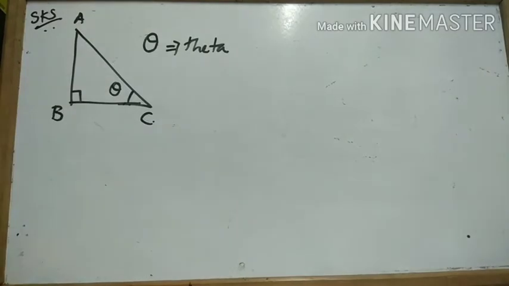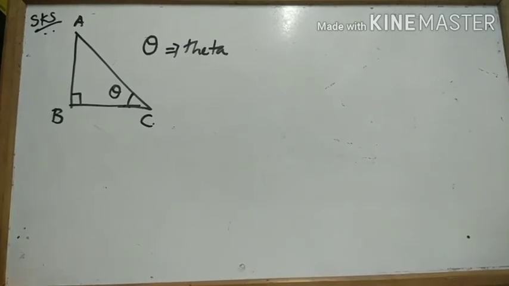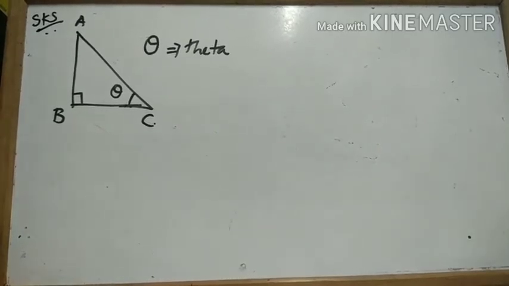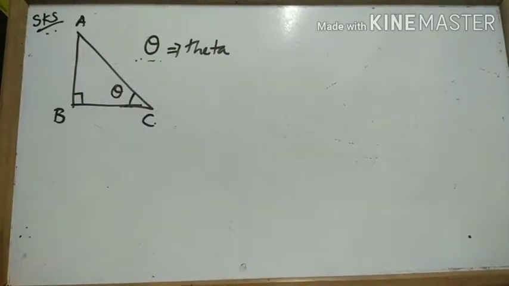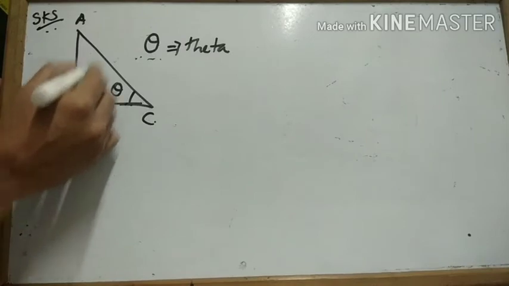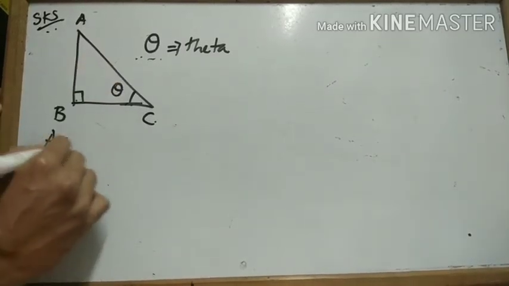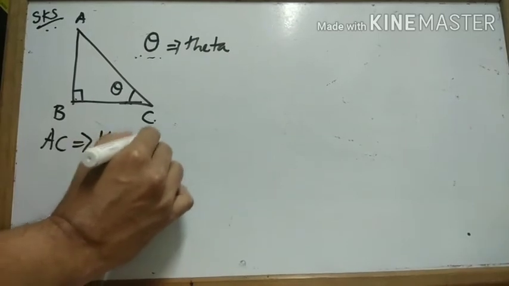Now you may ask me, sir, why are you using this theta? Like in algebra, for the unknown value, we generally assign the letter x. Same way in geometry, whenever an angle is unknown, we use the symbol theta. So here angle C I have taken as theta. Now I will go back to the basics. Angle B's opposite side, that is AC, will be called as a hypotenuse.